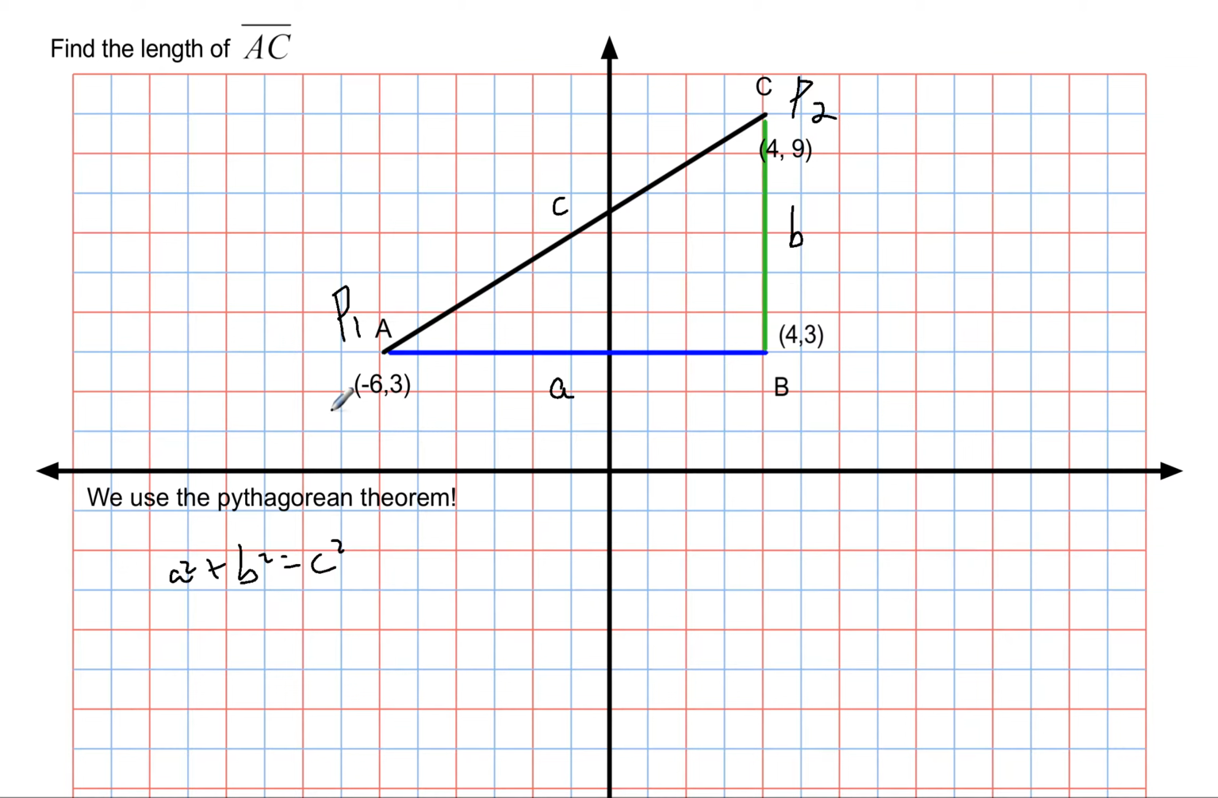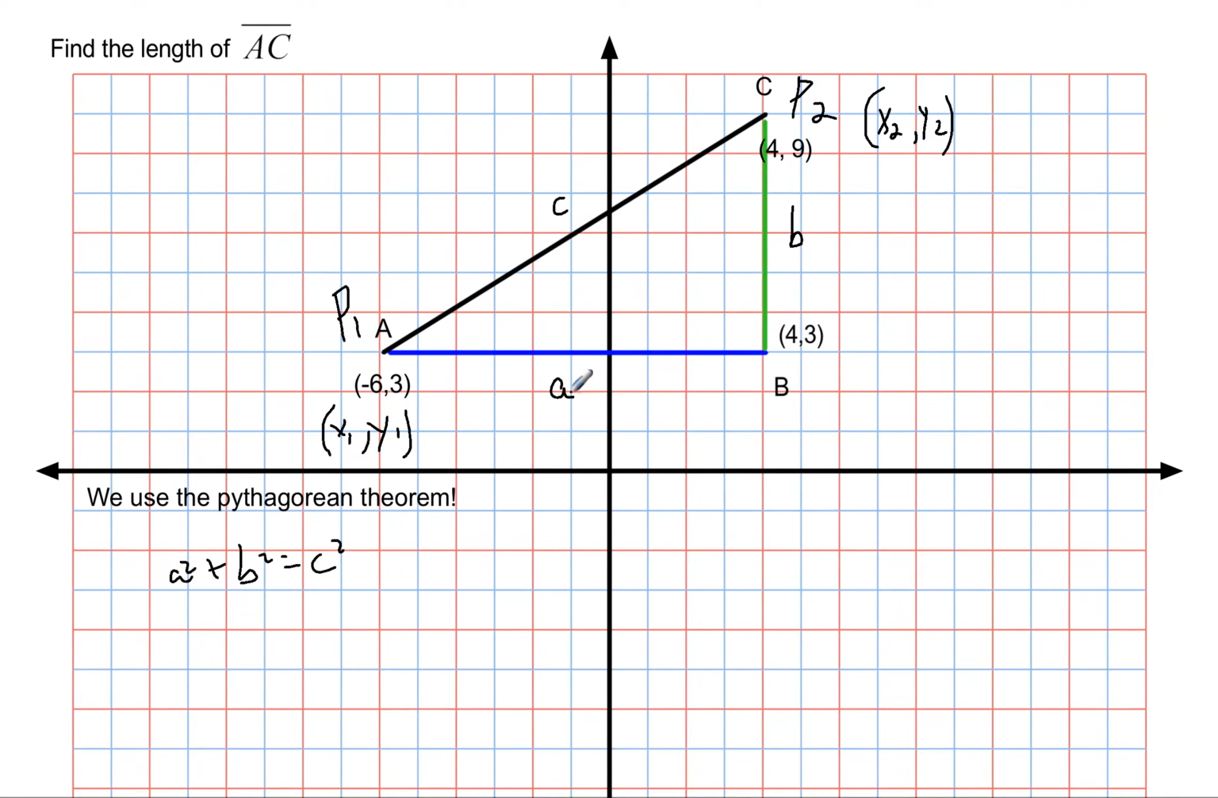So A's x value, -6, I'm going to call x sub 1, using subscripts, and I'm going to use y sub 1 to refer to 3, which is point A's y value. Similarly, I'm going to call 4 x sub 2, because that is point 2's x value, and I'm going to call 9 y sub 2. What we're going to be doing is using the Pythagorean theorem to derive the distance formula.